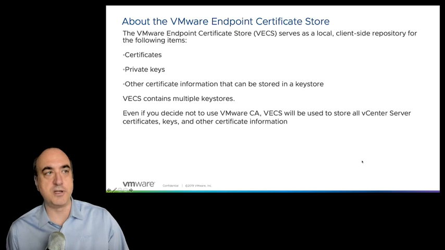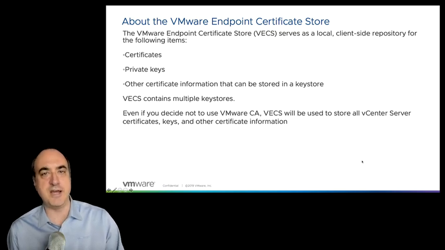Now, the VMCA issues certificates. They're actually stored in another system service called the VMware Endpoint Certificate Store, otherwise known as VECS. VECS stores certificates that were issued by the VMCA. It could also store certificates that may have come from other certificate authorities. It also stores private keys and other certificate information. The VECS service contains a variety of different key stores for different functions, mostly so that when trust relationships are established between the vCenter server and external entities, like a key server of some kind, that set of credentials is stored in the VECS service.